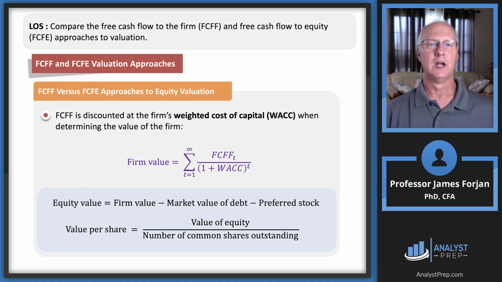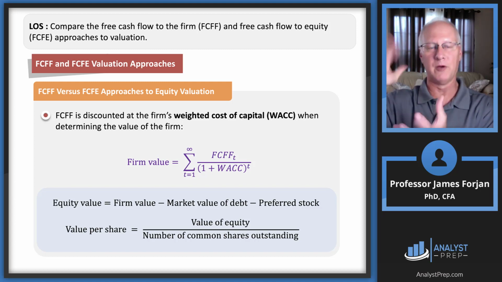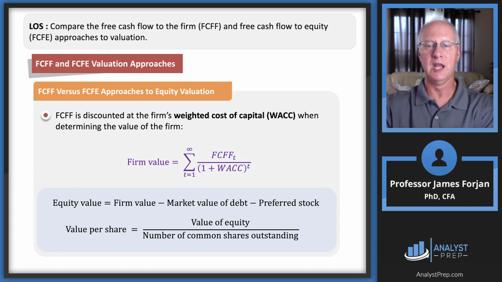All right, let's get into this first super important LOS. Compare free cash flow to the firm, free cash flow to equity, approaches to valuation. All right, so notice what we've done there in the middle. Free cash flow to the firm is just the sum of all of the free cash flows to the firm in the numerator, right? T equals 1 and 2 and 3 all the way out to infinity. And we're going to discount those by the weighted average cost of capital, because what did I just say? Free cash flow to the firm, think about that's the amount of cash available from the right hand side of the balance sheet. So you want to discount it at the appropriate discount rate, which of course is the weighted average cost of capital.